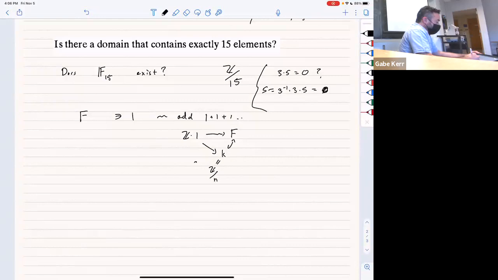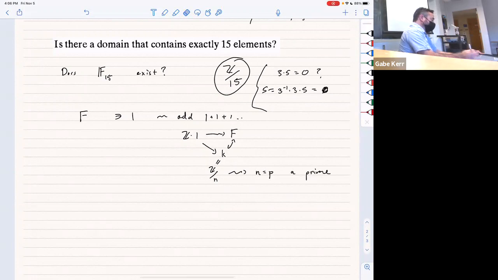And one thing you can check is that if we have a field that's Z mod N, N must be prime. Otherwise, if N is composite, like we did in class today, you take those two factors and they're zero. So that means that N is prime. Okay, so I've got a prime and I've got a field F_p.